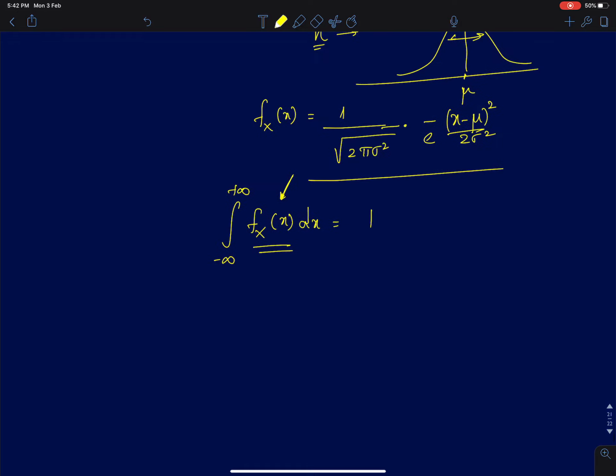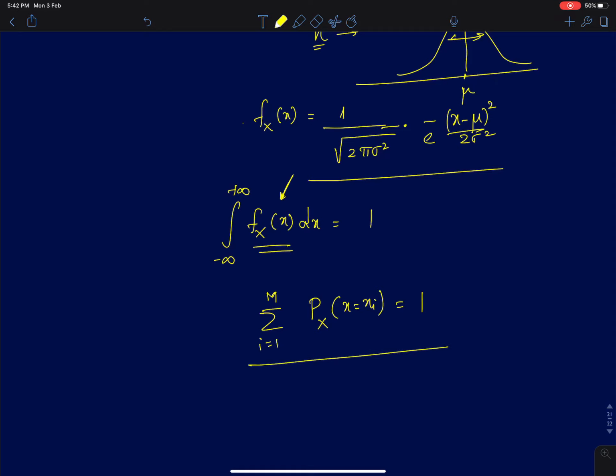Similarly, for a discrete probability distribution, you can define the probability of x equals xi, where i varies over all the possible values, and the sum will always be equal to 1. The sum of the probabilities of all the outcomes equals 1. That's a very simple result.